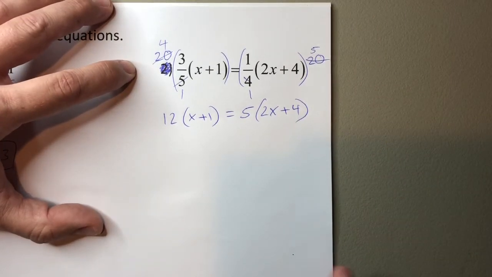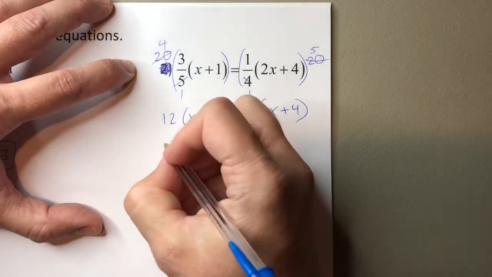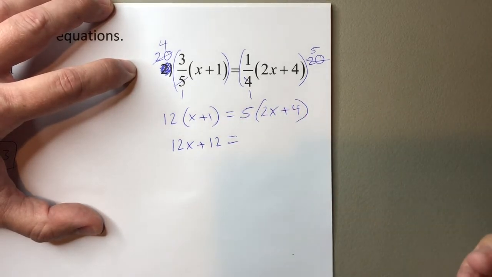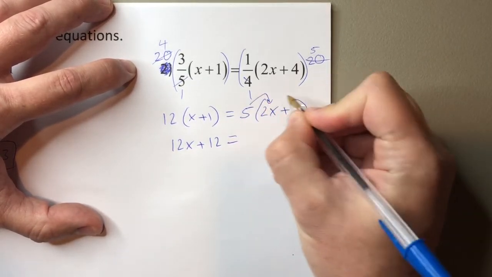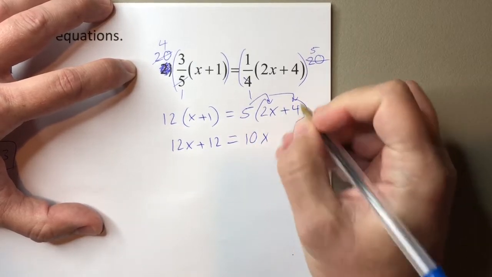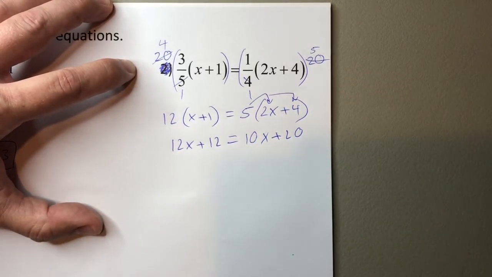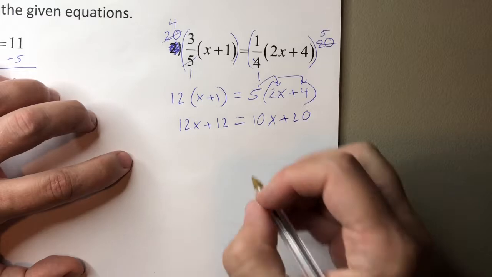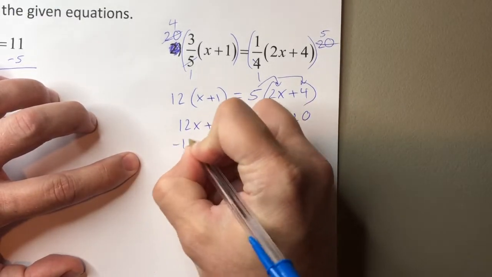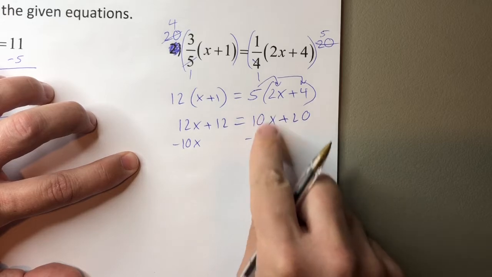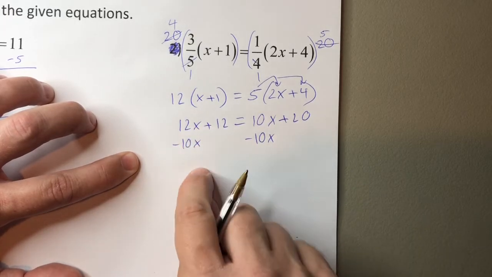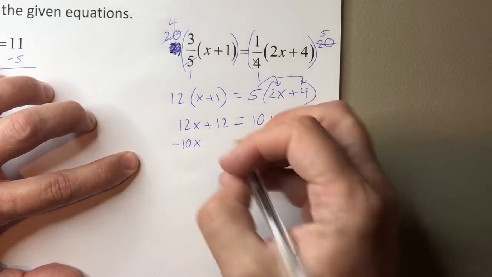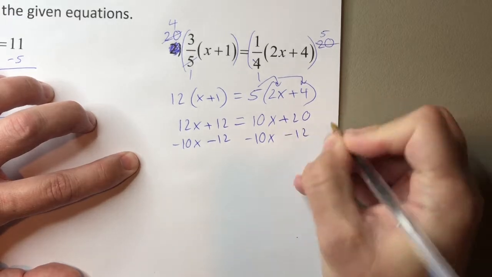All right. At this point, let's go ahead and distribute on both sides. So on the left-hand side, you get 12x plus 12. On the right-hand side, distributing the 5 through, you get 10x plus 20. And now you need to get the variable x on one side of the equal sign. So I'm going to do this. Since I know I'm going to have my x term on the left, I'm going to move any constant term from the left to the right. So I'm going to subtract 12 from both sides as well.